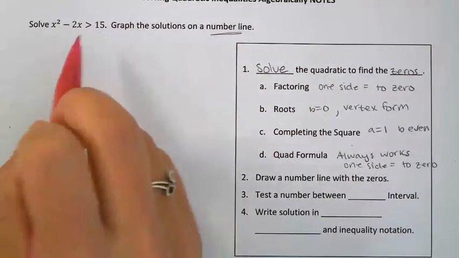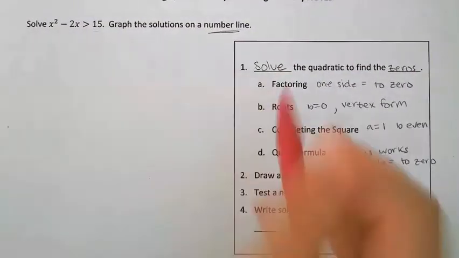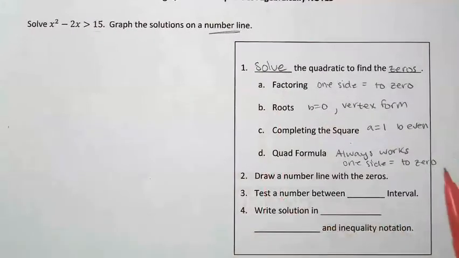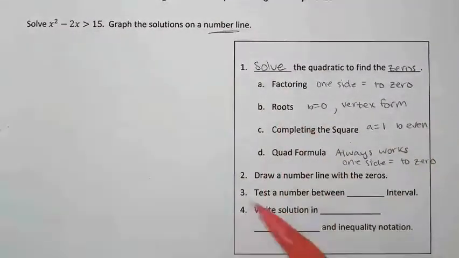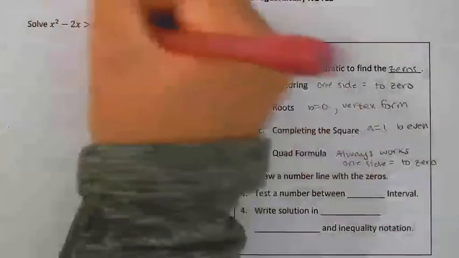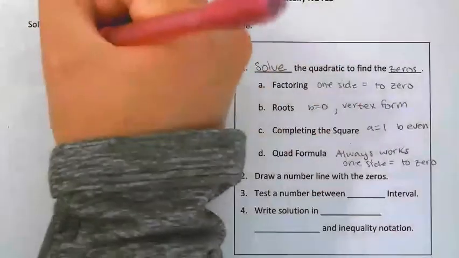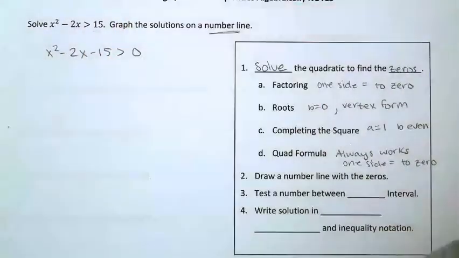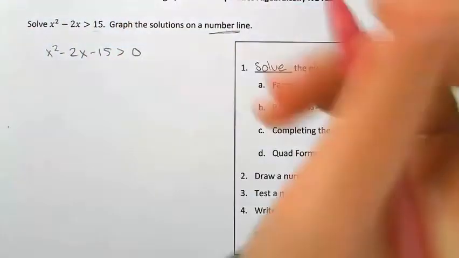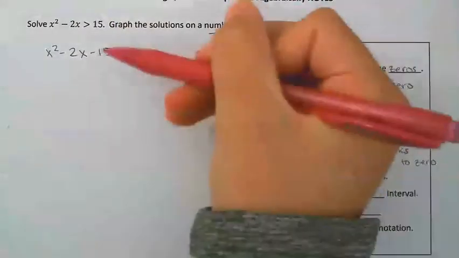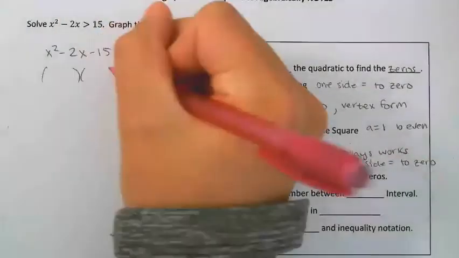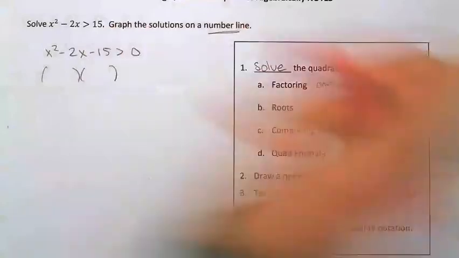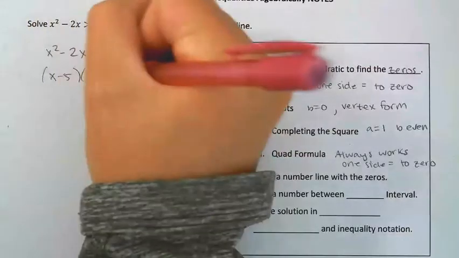So let's take care of this first step by solving this. I'm going to get one side to be 0 to see if I can factor it, and if not, I could use the quadratic formula, because I can't use the root method since I have a b value. So I'm going to subtract 15 on both sides, so one side is 0. And here, let's see, can I factor it? What two numbers multiply to negative 15 but add to negative 2? Well, that's going to be x minus 5 and x plus 3.